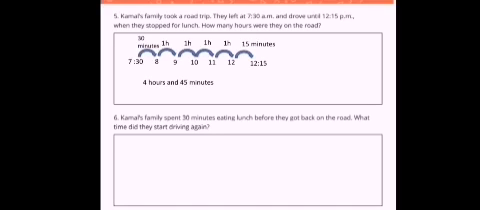Number 6. Kamal's family spent 30 minutes eating lunch before they went back on the road. What time did they start driving again? Okay, so they stopped at 12:15, and when we add another 30 minutes, that means 12:45. We add the minutes here, 15 plus 30, 45. So they started again at 12 and 45 minutes.